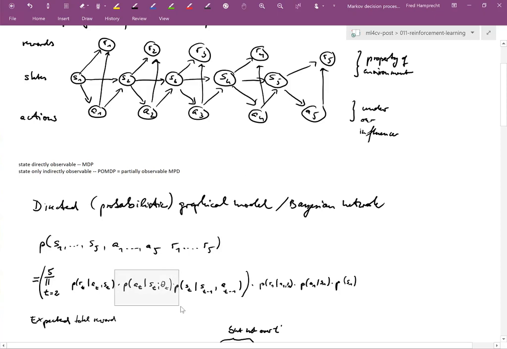So this is this term here. We have a probability of AT given ST, and I've also written here the parameters. These are the parameters that will tell what our policy is doing. And then we need to condition ST itself. So here we have a term conditioning ST on ST-1 and AT-1. Okay, and we do this for all steps from 2 to 5.